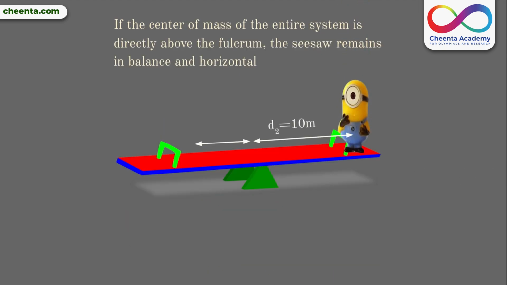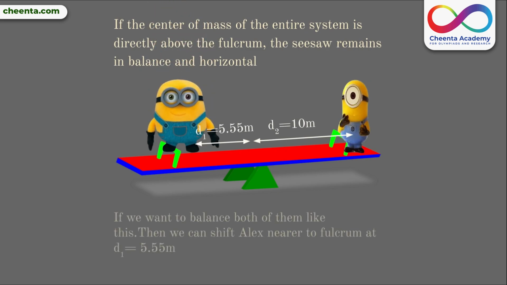If the center of mass is directly above the fulcrum, the seesaw will remain level. If not, it will tip towards the side with more mass or torque.